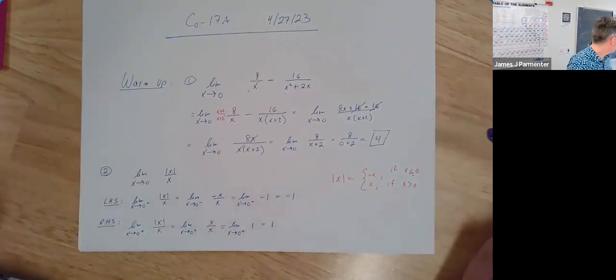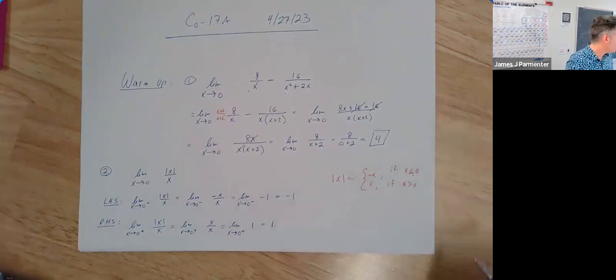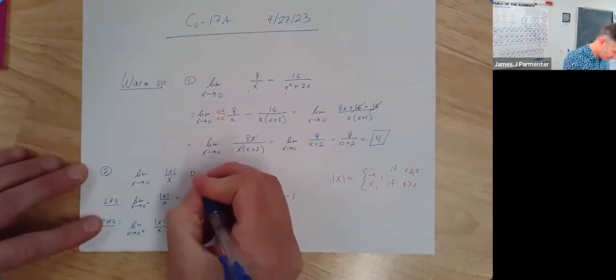And now here's the bad news. These don't match. -1 and 1, not the same, which means the limit from the left and the limit from the right are doing different things, which means the overall limit doesn't exist.